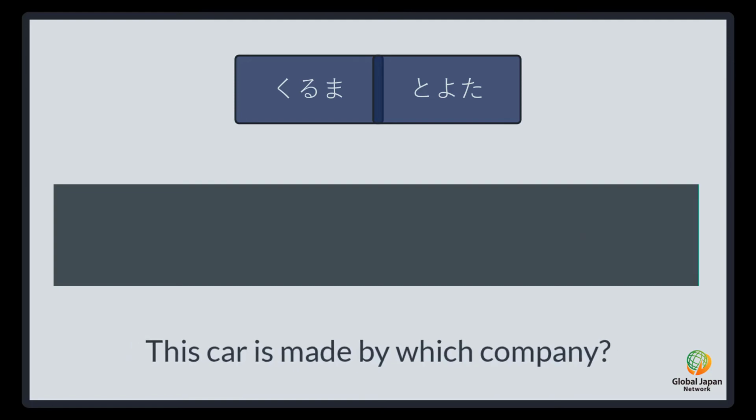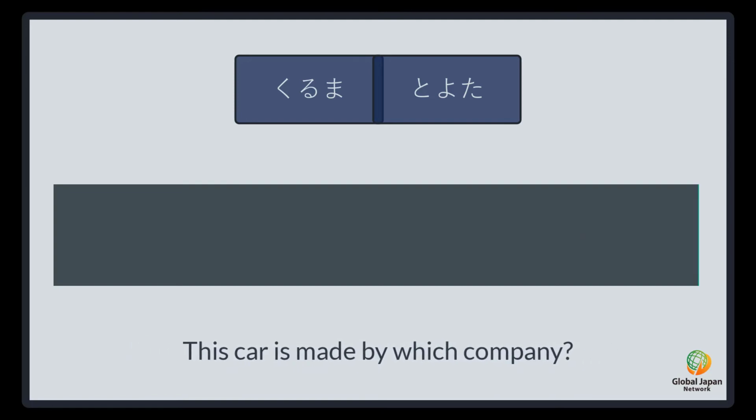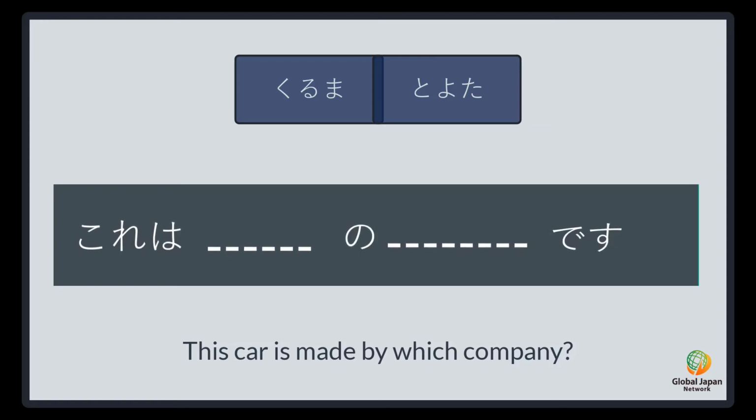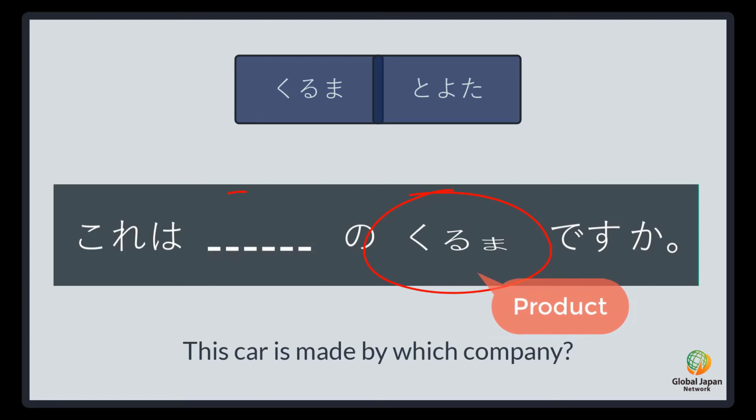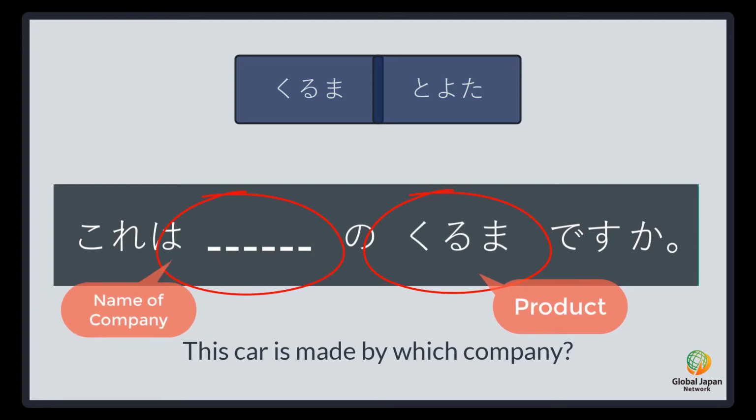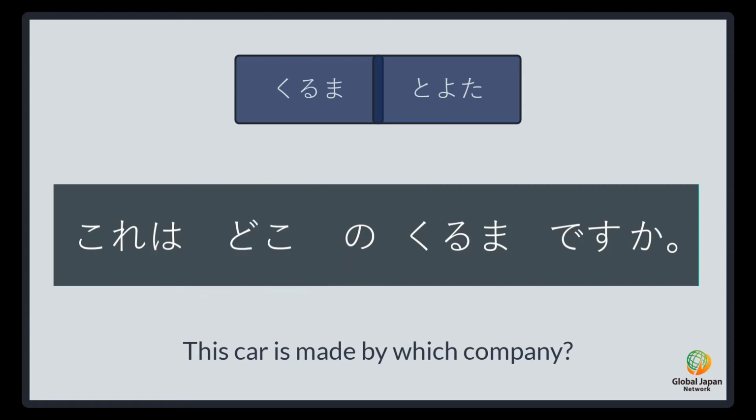And if you want to frame out the question for the sentence, it would be Kore wa. Where would be the interrogative word? You know the object. You want to know what is the name of the company which made this object or this product. So, Kore wa doko no kuruma desu ka? Instead of the company name, the interrogative word used would be doko.